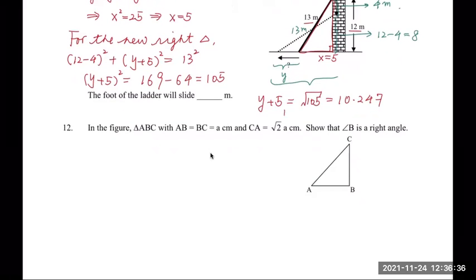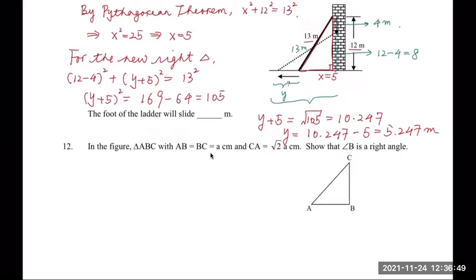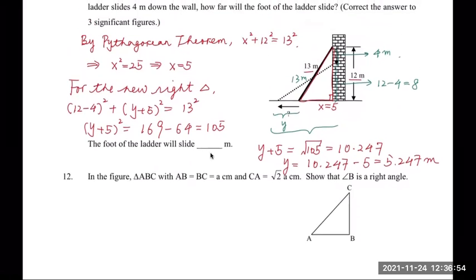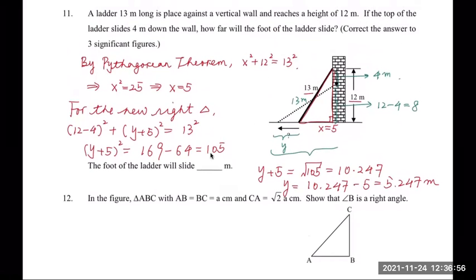And now we can find y. y is equal to 10.247 minus 5, which is 5.247 meters. That means if the ladder slides down by 4 meters, the foot of the ladder will slide by 5.247 meters. That's how we solve this question.